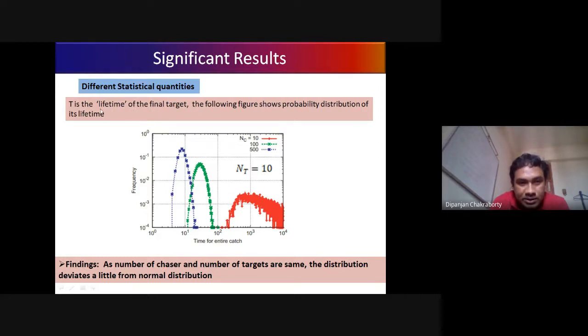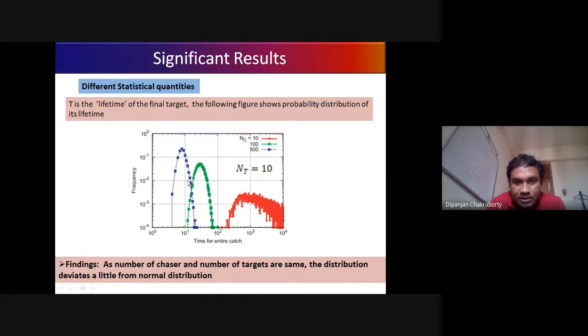So here we keep the number of targets constant and vary the number of chasers. As we vary the number of chasers, we could see that the time for the entire catch, these are the probability distributions of the lifetime of the final target. So as the number of chasers decreases, the time is increasing, right? So if there are 10 chasers and 10 targets, the time will be higher in case of lower chasers. For 500, you could see that this peak is at the lower time. And these are the probabilities.